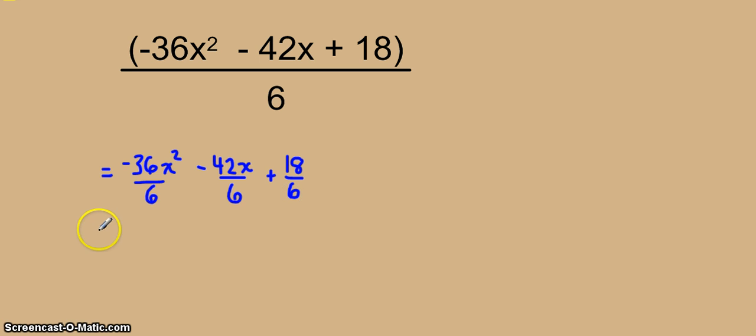We begin by asking ourselves, what is negative 36x squared divided by positive 6? The answer is negative 6x squared. Then, negative 42x divided by positive 6 is negative 7x, and positive 18 divided by positive 6 is positive 3. This concludes our lesson on dividing a polynomial by a constant term.